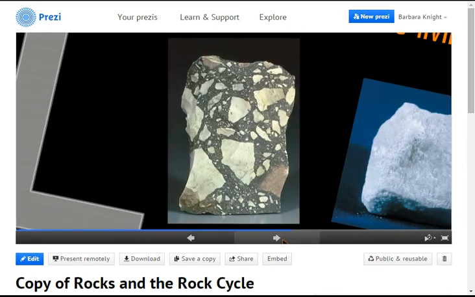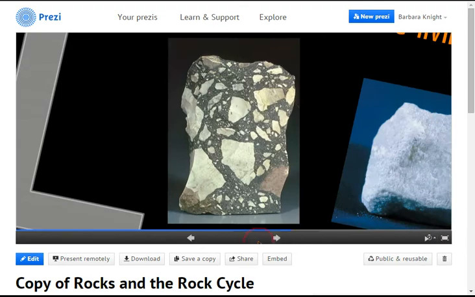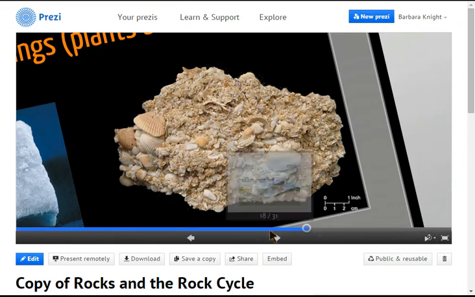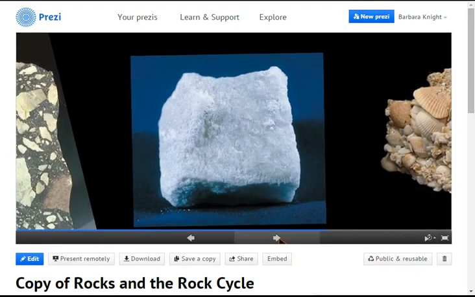So again, that's our clastic. Then our organic, you can actually see the seashells and the different organic materials. And then we have our chemical, where you can see that this is some sort of a dissolved salt, maybe halite.